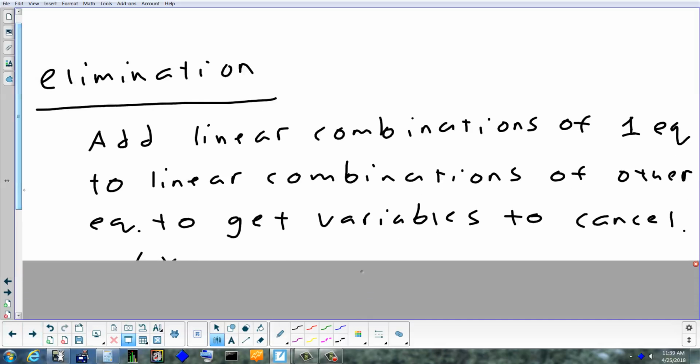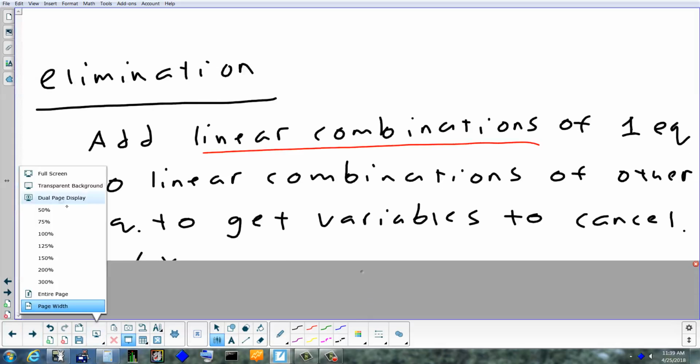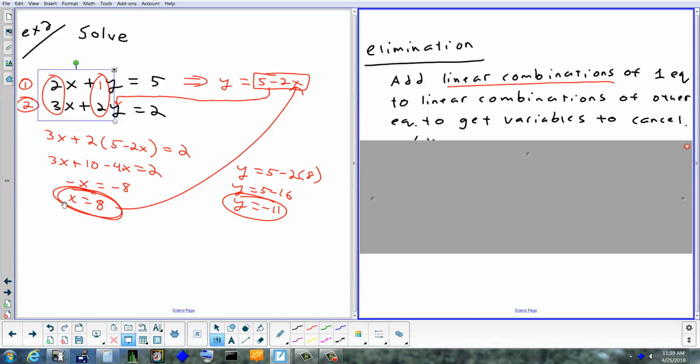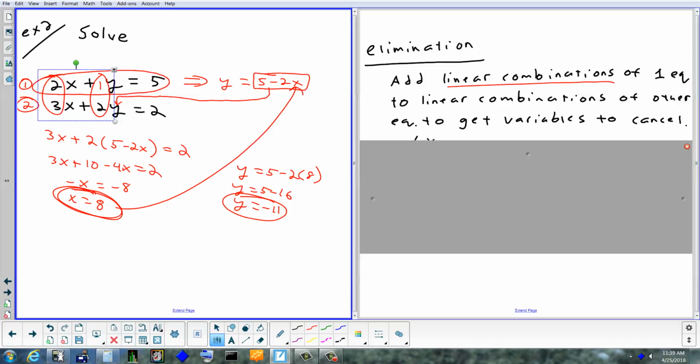And this word linear combinations means you might have to multiply an equation by a number first. Okay? So if I was going to do elimination on this problem and I wanted to get rid of the y's, I would multiply this top equation by negative 2. Okay? That's going to change the x. It's going to change the number on the other side. But the most important thing it's going to change is it would make that top number a negative 2 and the bottom one is a positive 2. And they cancel each other out.